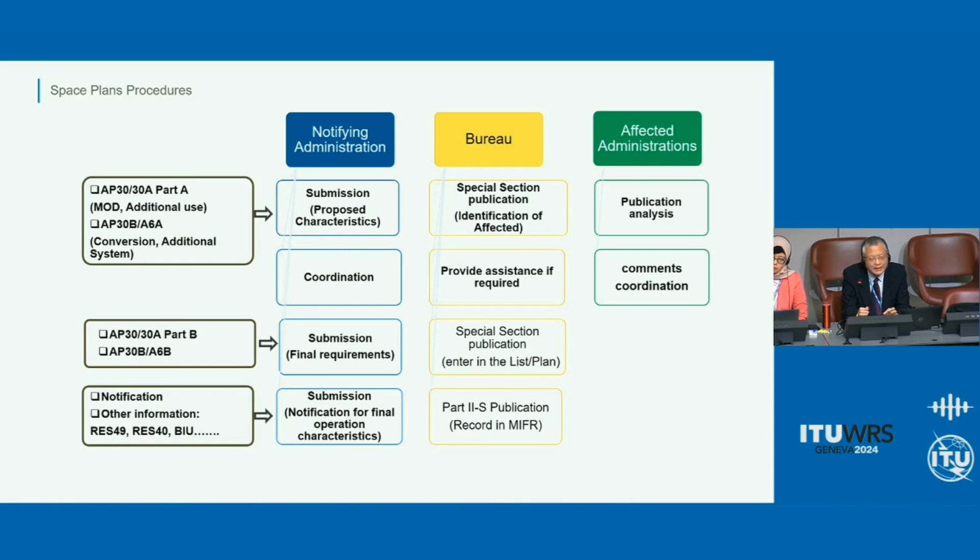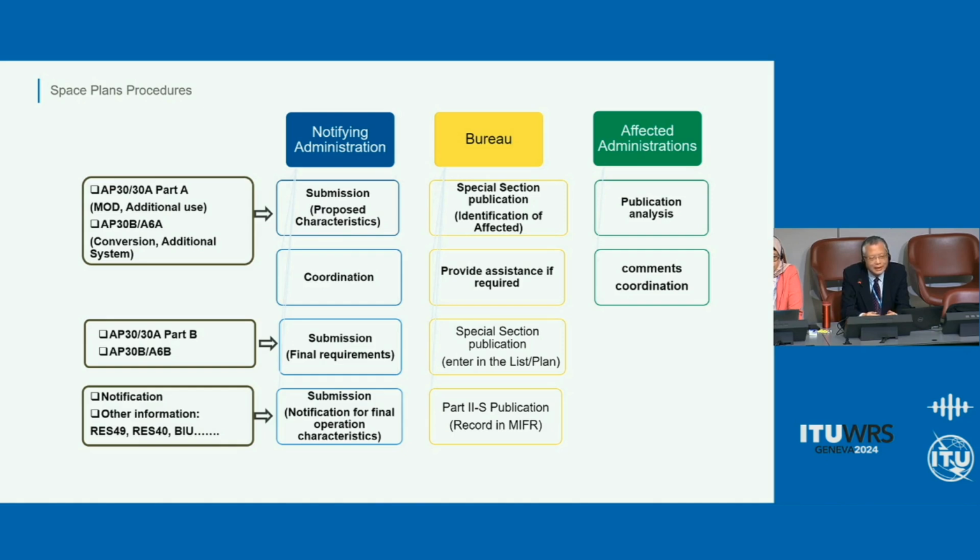After the publication, the notified administration should coordinate with those administrations whose networks have been identified as affected. And the affected administrations should respond to this coordination request and try to reach agreement with the notified administration. To do that, the first and most important step is to make a comment on the publication of Part A, saying that I agree with this network or I don't agree with the proposed network.